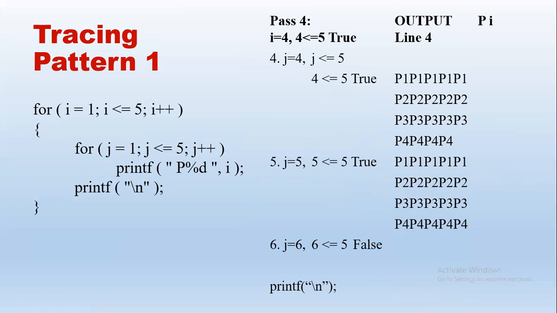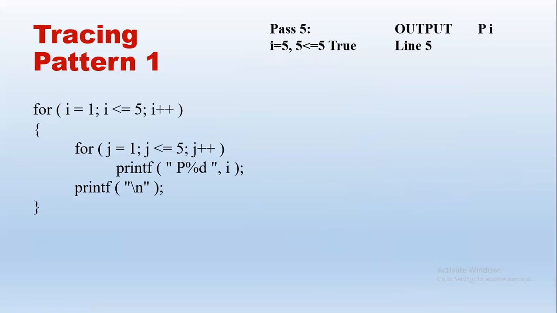Now when J becomes 6, condition is false. So we have printed 4 lines of the pattern. Then we have slash n, a new line, that is next pass 5. So I has incremented to 5 now. So 5 less than or equal to 5, condition is true. Now again J has to start from 1. So print line 5, J will start from 1.